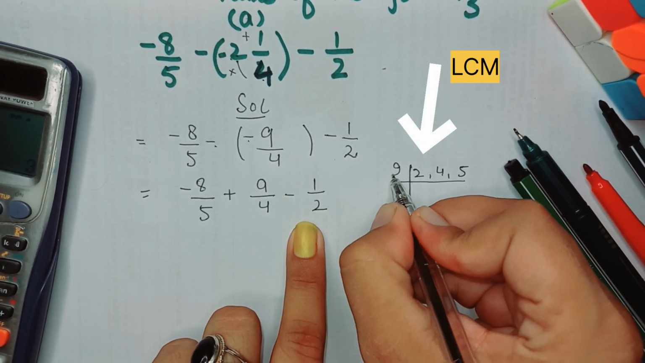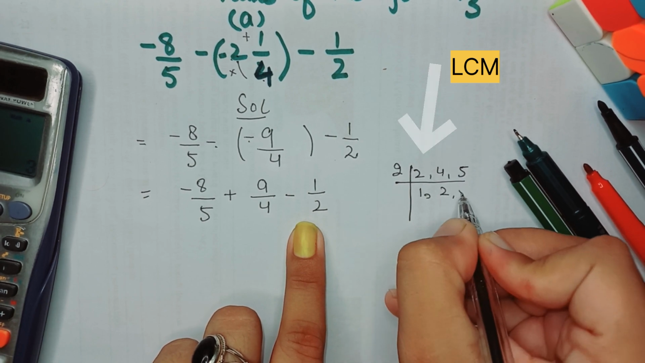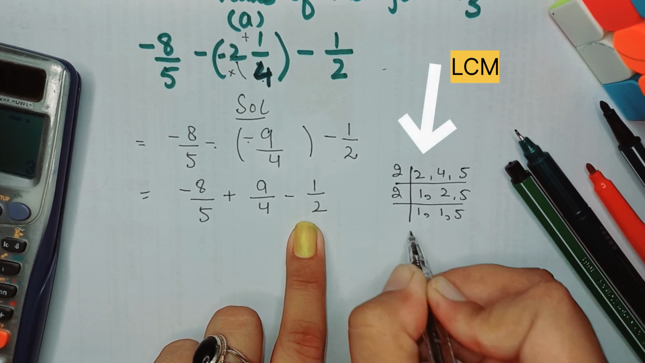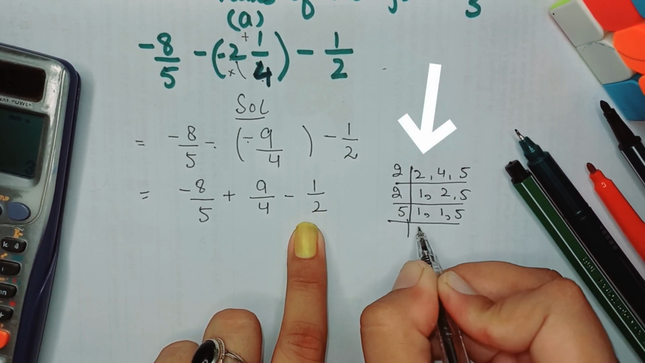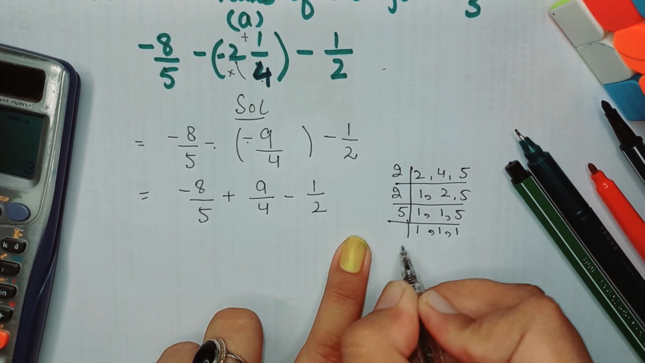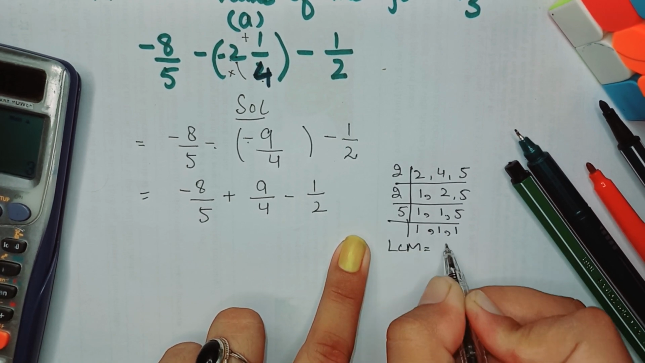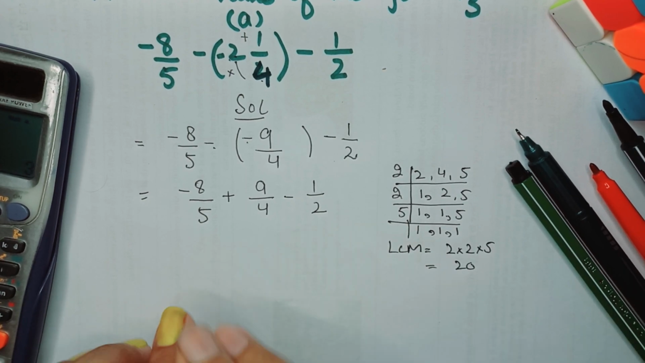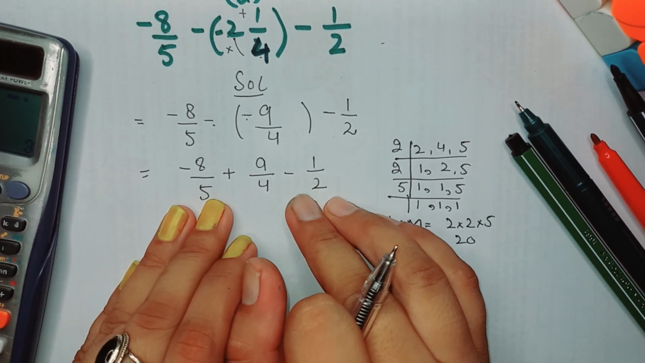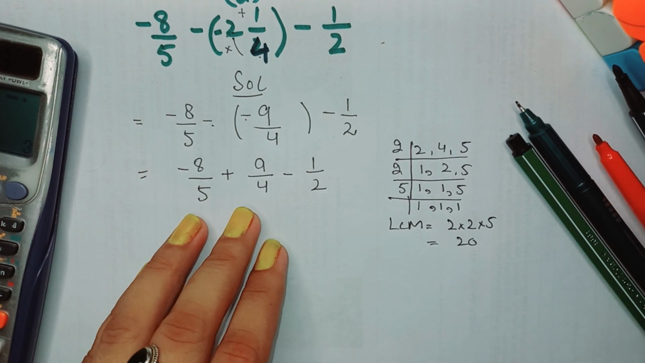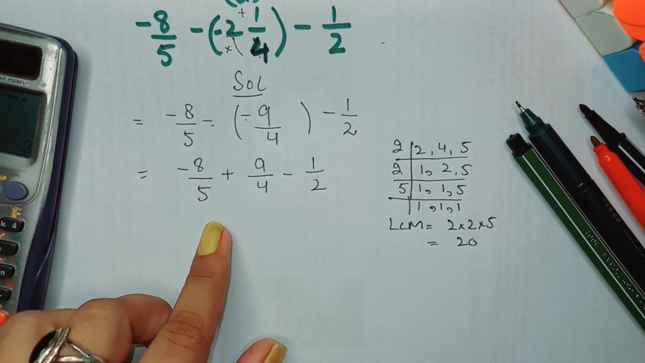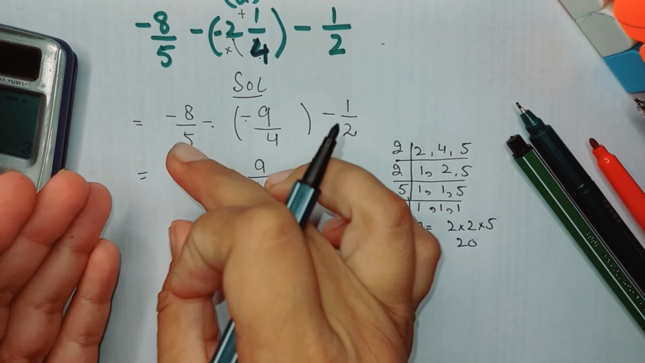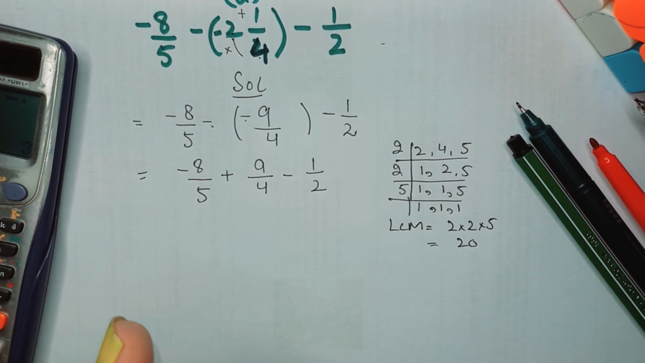So I start with 2: 2 ones are 2, 2 twos are 4, and 5. Now again 2: 2 ones are 2, 2 ones are 2, and 5. Now we have 5. The LCM would be 2 into 2 into 5, that is 20. We have the LCM 20. It means that we have to make the denominator 20, so I'm converting these fractions into equivalent fractions.